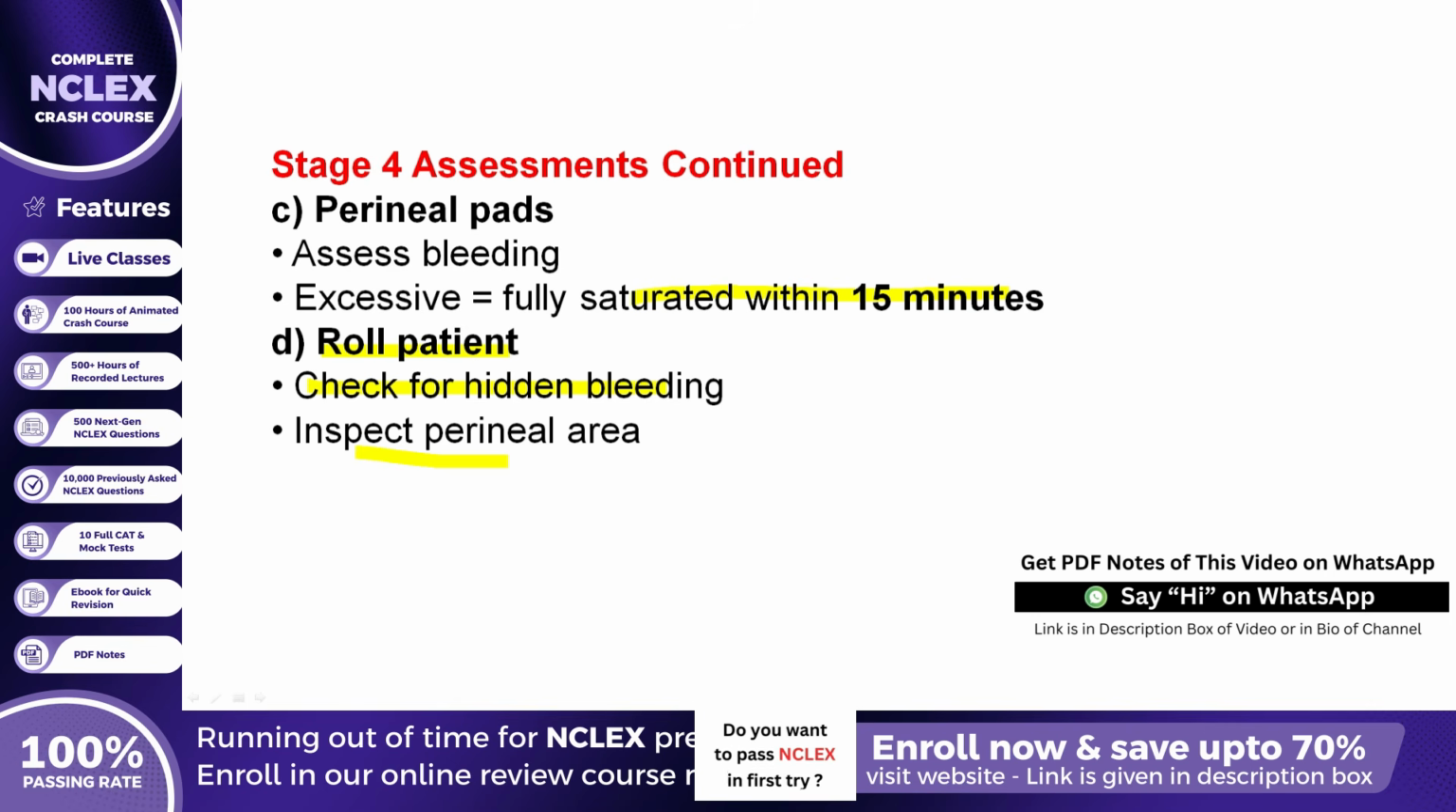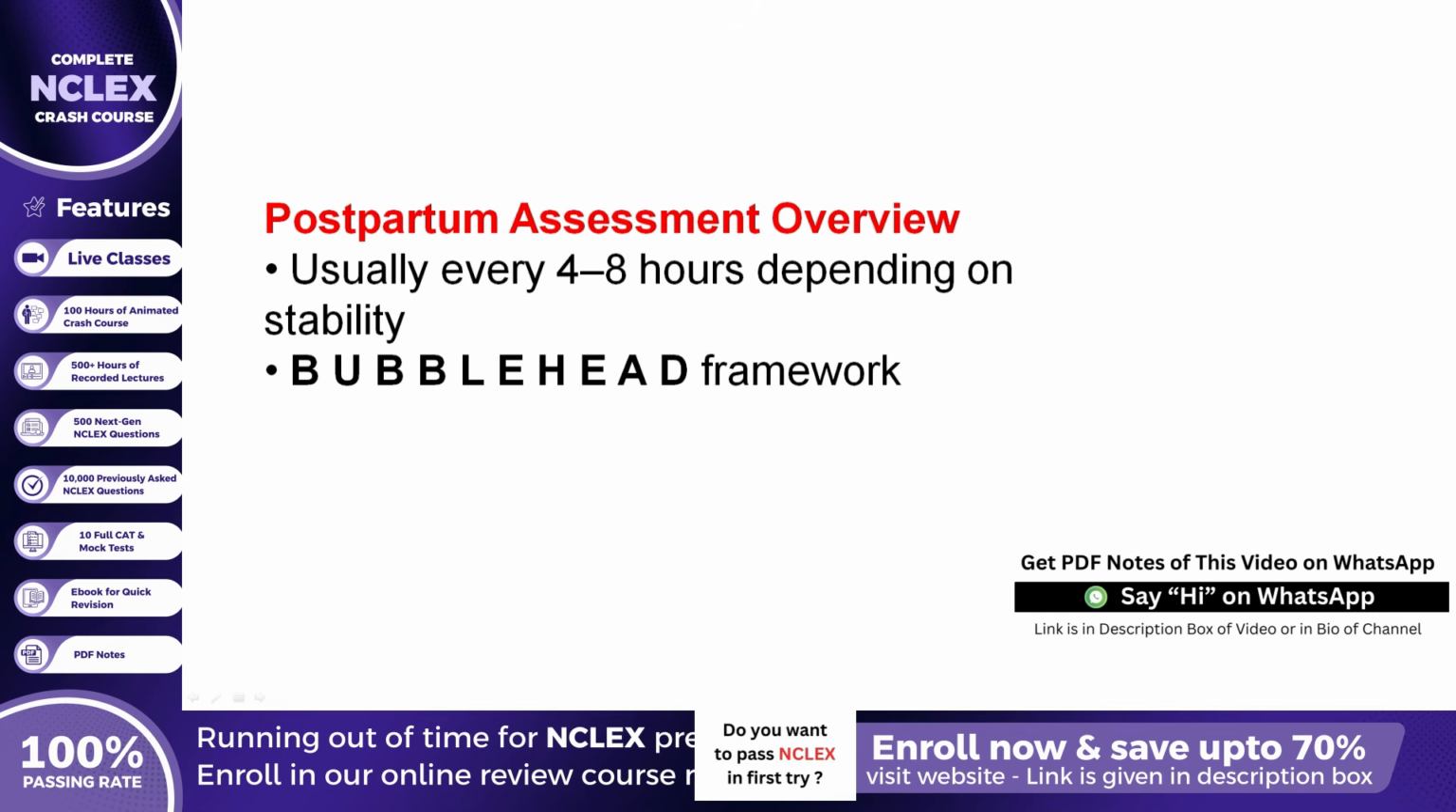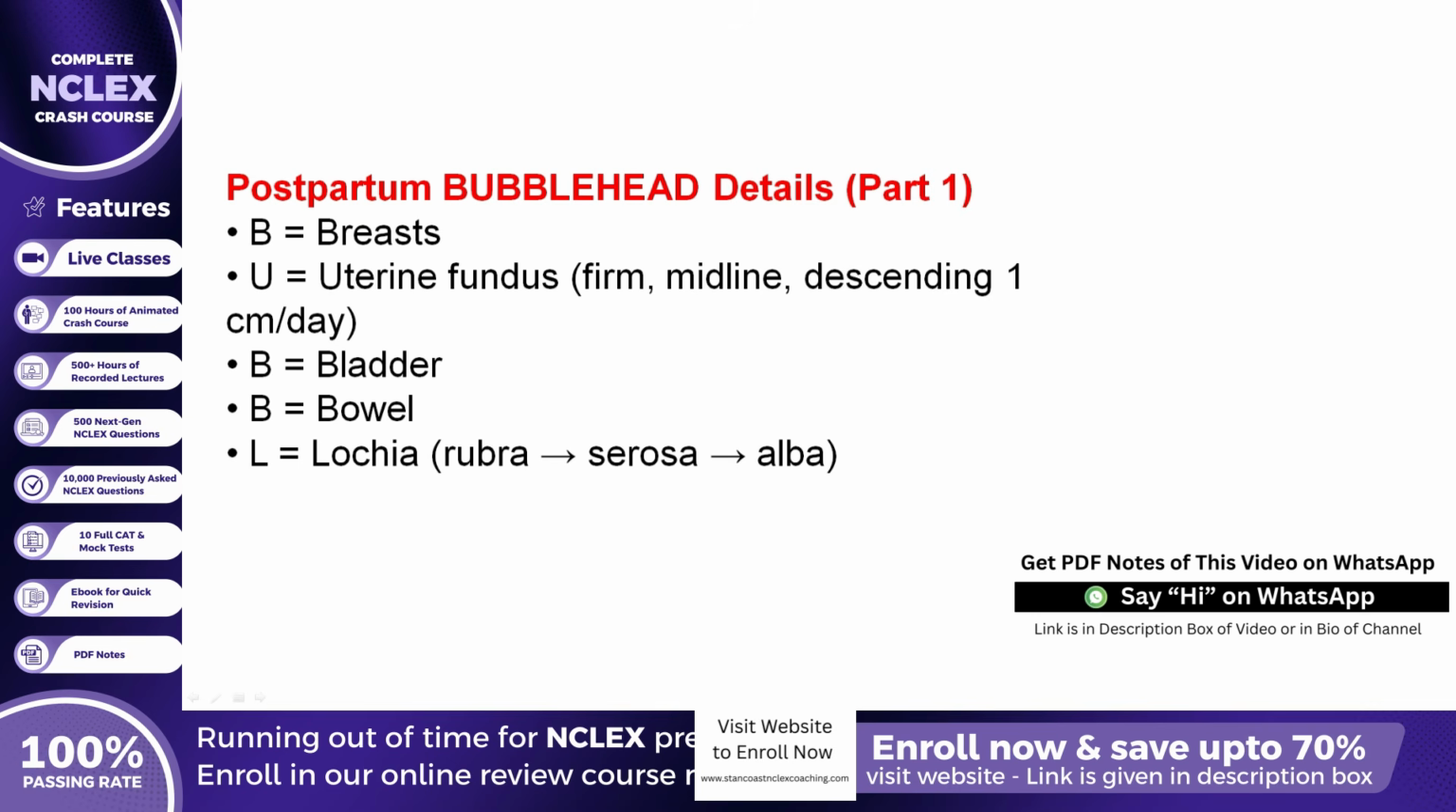To guide our assessment systematically, we follow the BUBBLEHEAD framework. To break down the bubblehead details, we begin with B for breasts. Then we move to U for the uterine fundus, which should be firm, midline, and descending 1 centimeter per day. The next B stands for bladder, followed by another B for bowel. And finally, we assess L for lochia, which progresses from rubra to serosa to alba.